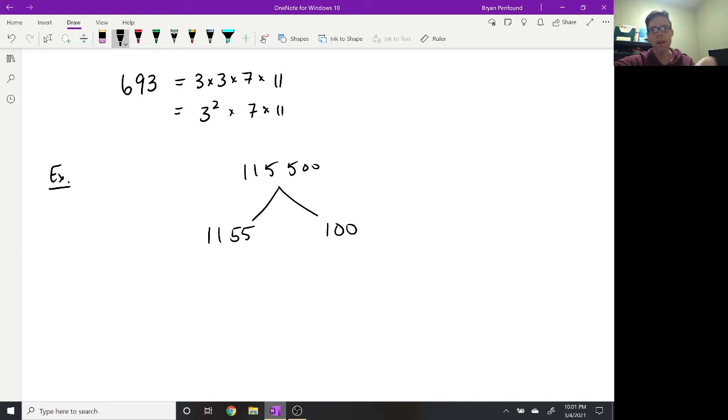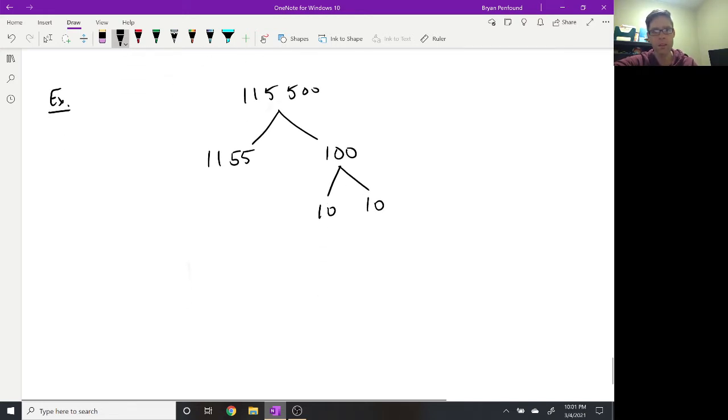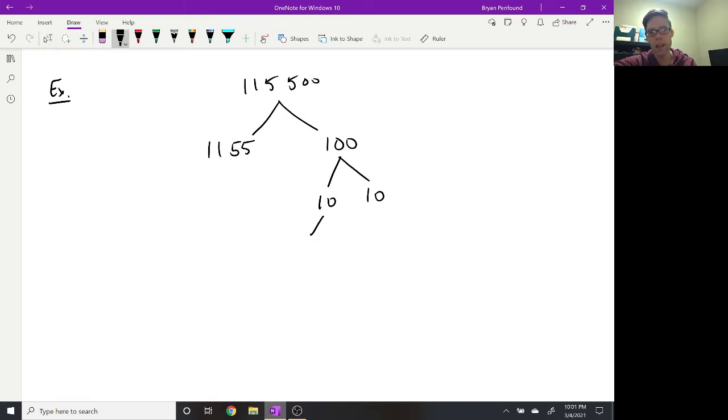When it comes to the number 100, that one's not too bad. We can start breaking this one down in a pretty straightforward way. We know that 100 is 10 times 10, and then each 10 is 2 times 5. So each of these 10s can get broken down into one copy of 2 and one copy of 5. These are all prime numbers, so I'm just going to circle them in red. I can't go any further with these numbers because they're prime numbers. They can't get divided down any further than where they are.